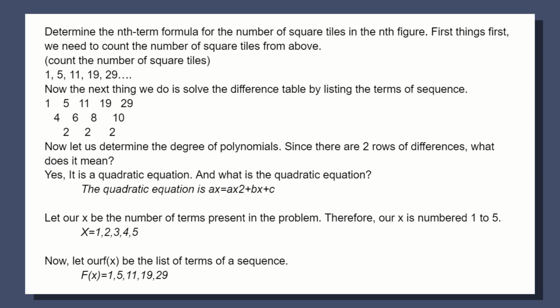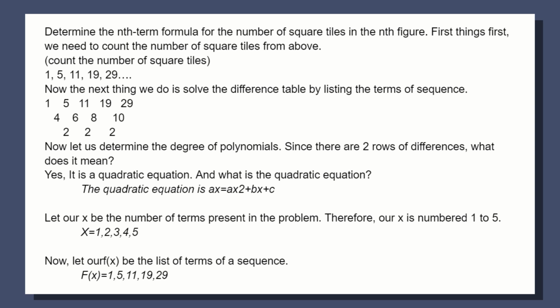From 1 to 5, the difference is 4. 5 to 11 is 6, 11 to 19 is 8, 19 to 29 is 10. And also, the common difference of 4, 6, 8, 10 is 2.